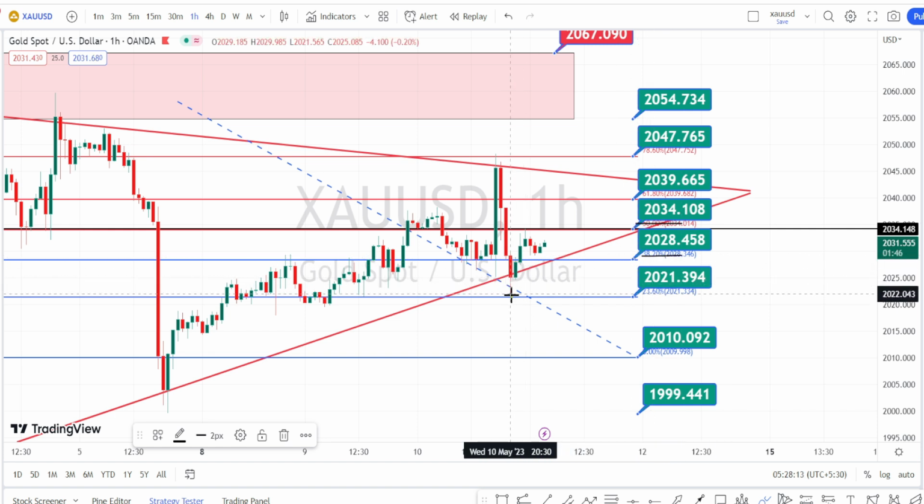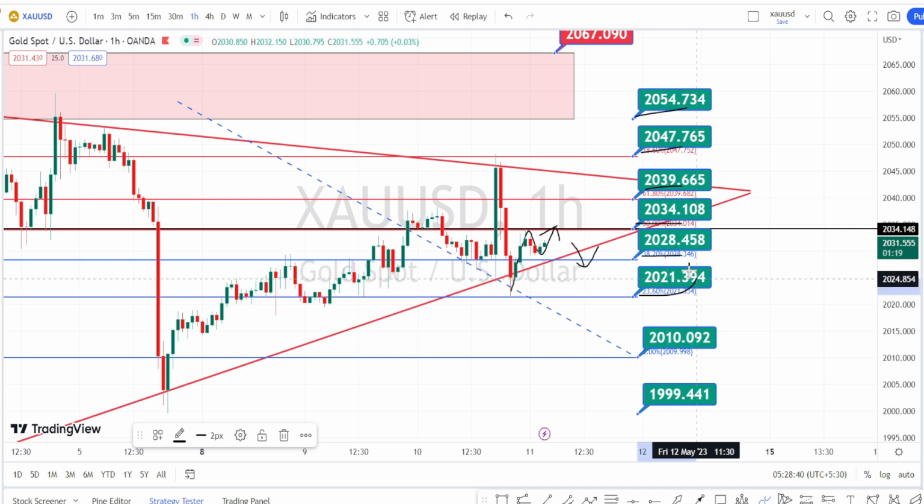And if the price action continues its bullish side retracement, breaking this current resistance level of 2034 on the bullish side, next level of resistance is going to be around 2039, 2047 and 2054. And on the bearish side, if the price action breaches this current support level of 2028, next level of support is going to be around 2021, 2010 and 2000.